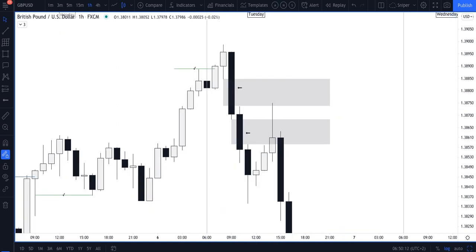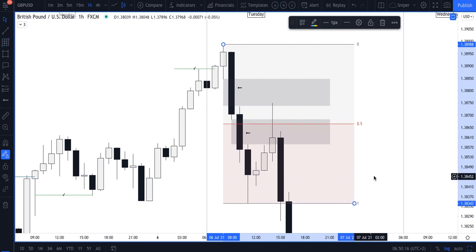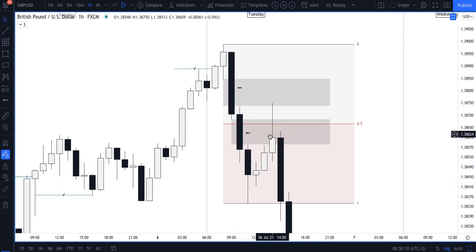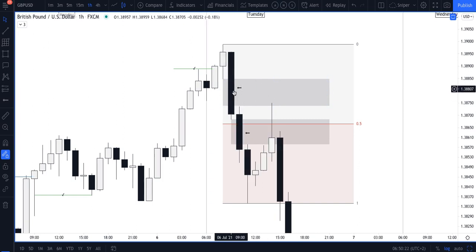Now, if we also put this tool on and see where 50% of it is, we can see that this area is below the 50% and this area is above the 50%. So ideally, this is the area we would like price to reach into from a premium and discount perspective. This is premium and this is discount. So we want to see price push up into this area.